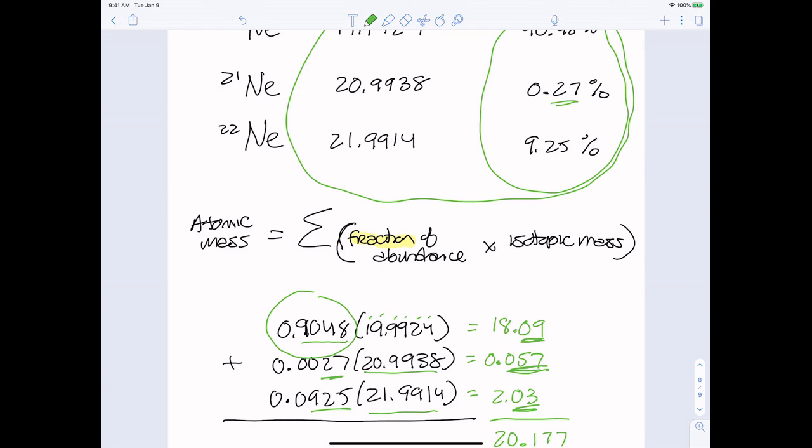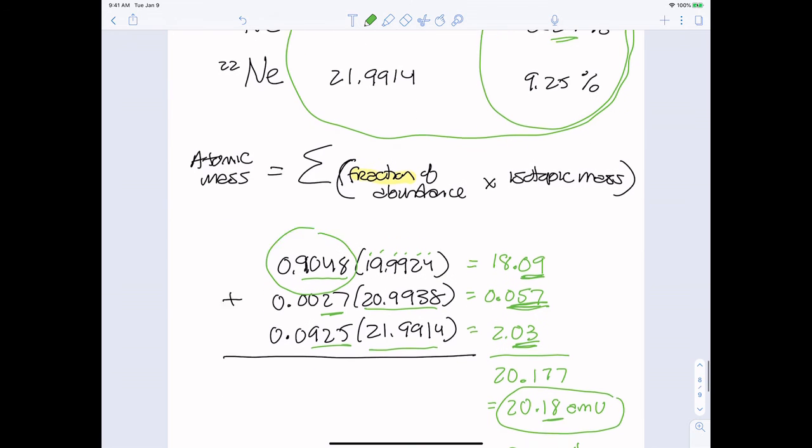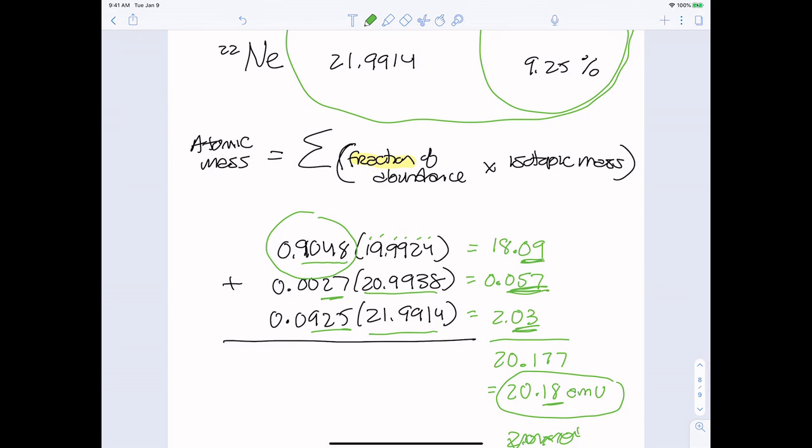You can look at your periodic table to find out what the answer should be. So if it comes out to be like 2000 and something, and you find your periodic table and you look at the atomic mass of neon and it says 20.18, you goofed up somewhere, right? Go back. Your answer should make sense. If your answer doesn't make sense, please go back and check your work.